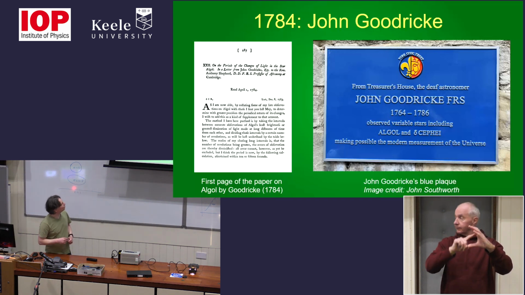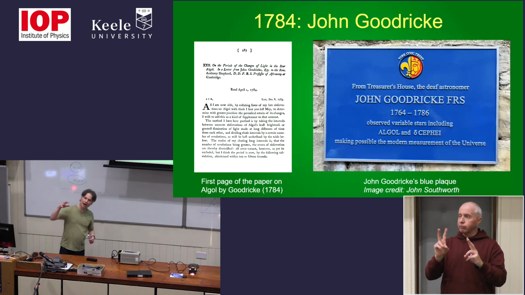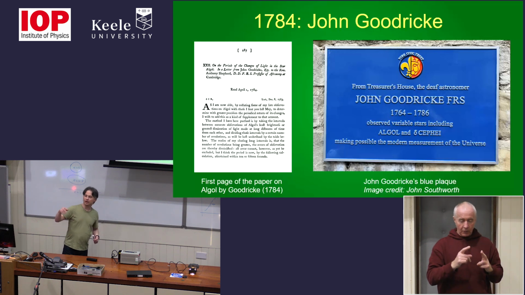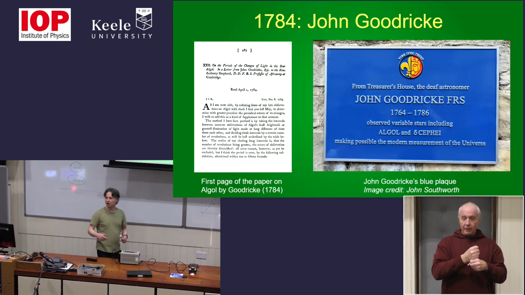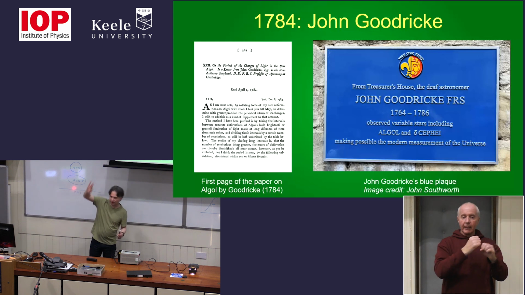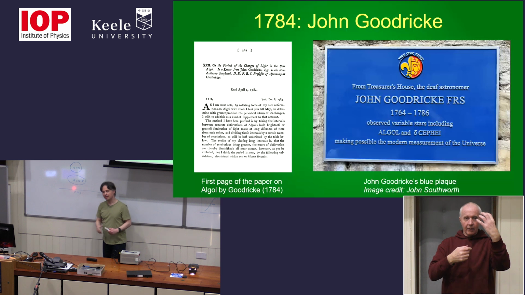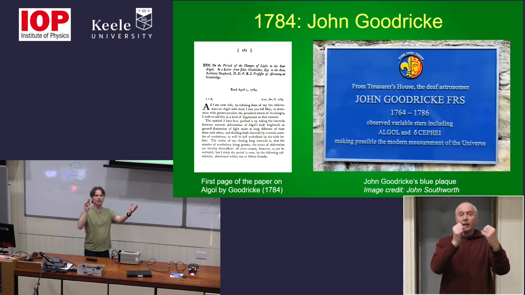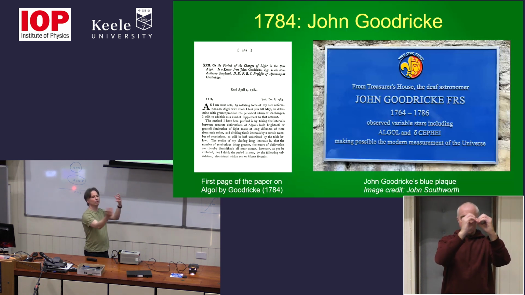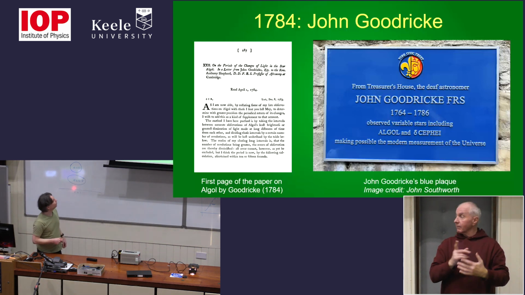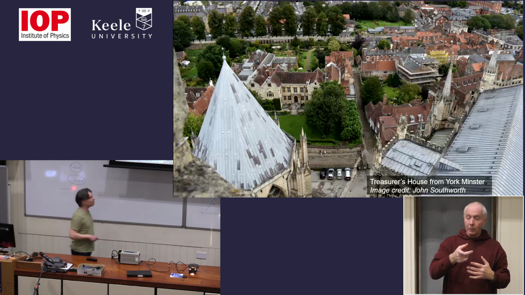He used to observe from a house behind York Minster, and he would measure the brightness of stars. He noticed that Algol was getting fainter every 2.9 days. And he was the first person to suggest, maybe that's because there's another star which is much fainter and it's going in front of Algol and blocking out some of the light. He's absolutely correct.